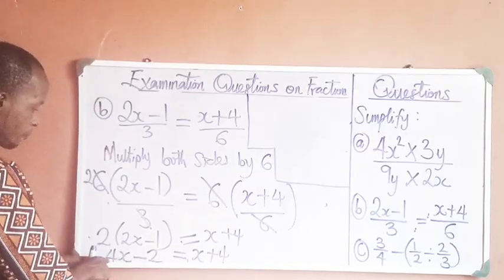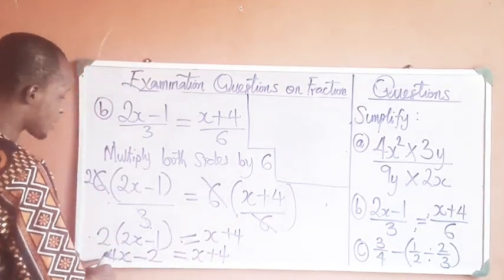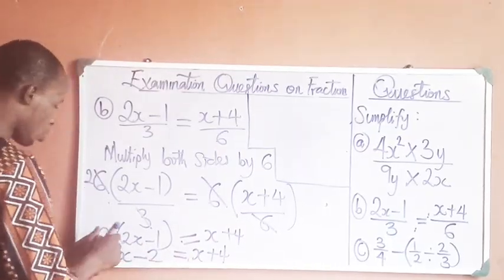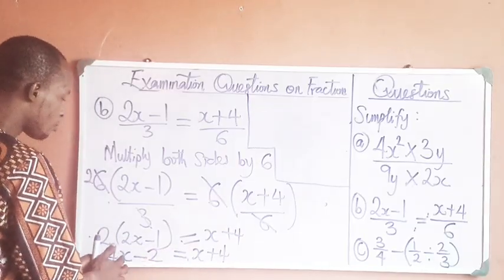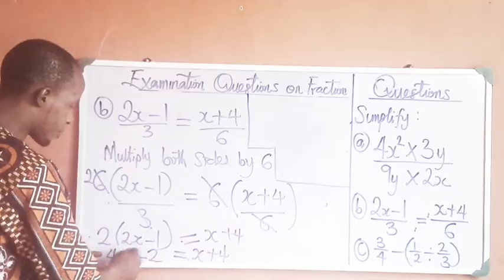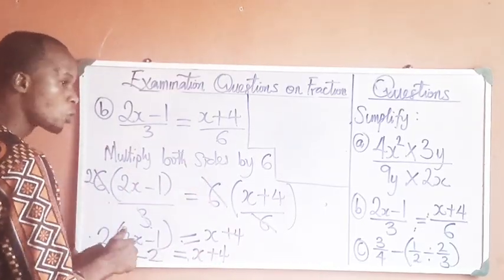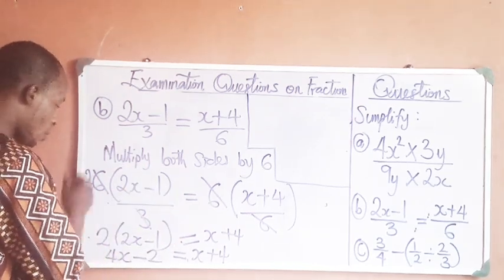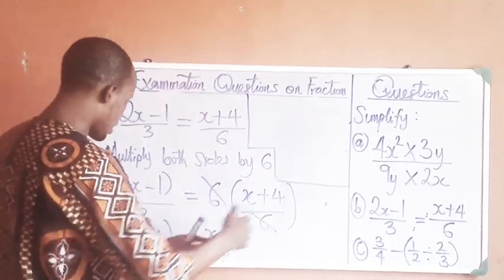From this step, 4x minus 2 equals x plus 4, what next am I supposed to do? I will collect the like terms. In other words, I want to group the terms that are common. If you look at this equation, we have terms that have letters and terms that are just figures. So I'm going to group the terms that are letters on the left side of the equation, and I'm going to group the terms that have only the figure to the right side of the equation.